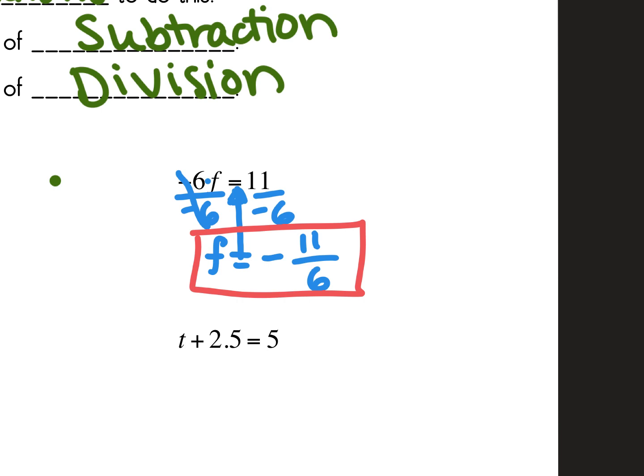Now I'm going to go back and I'm going to do my check. I'm going to substitute in. It says my f is negative 11 sixths, so I'm going to rewrite this: negative 6 times negative 11 sixths. I'm going to use my calculator and push enter. Let's see, did it say 11? It did. Check. I did it. All these steps are necessary, absolutely necessary. It's a part of the learning curve for this unit.